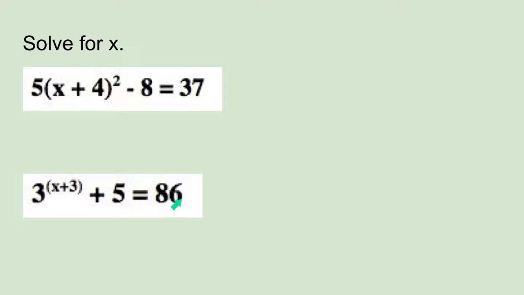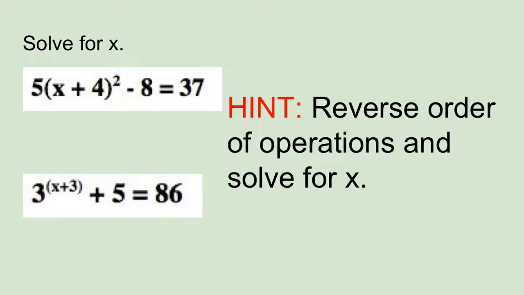Down here, I would subtract 5. And then now you've got 3 to a power. So you've got exponential base 3. So you have two choices. You could do log base 3 on both sides, or you could try to figure out what power of 3 would make 81. So there are ways to solve those equations.